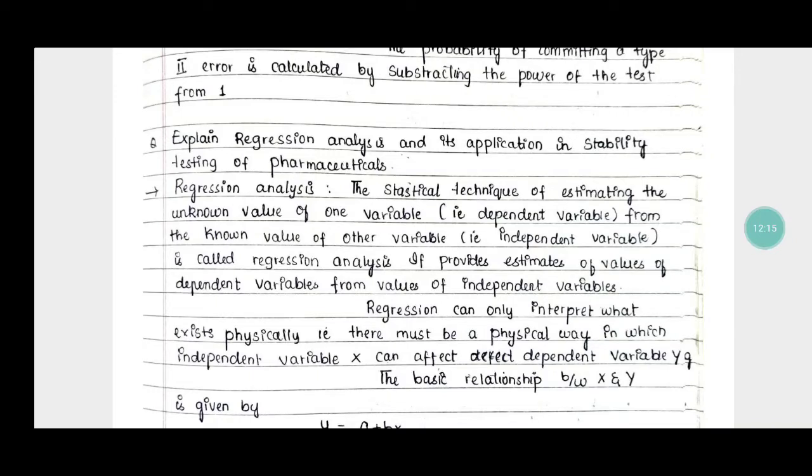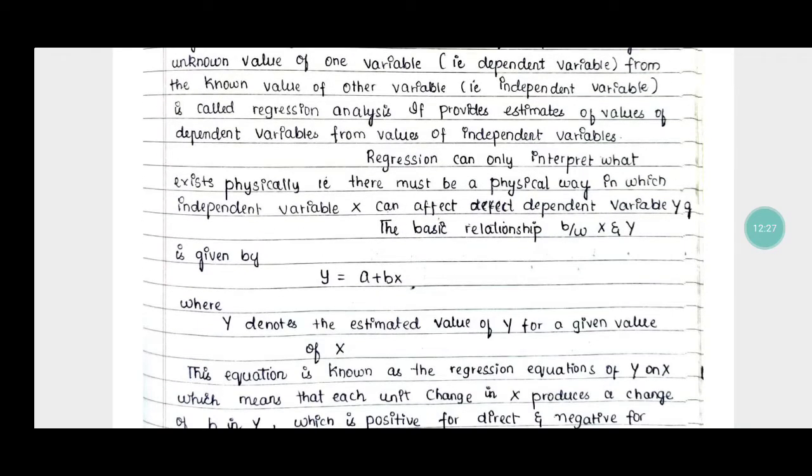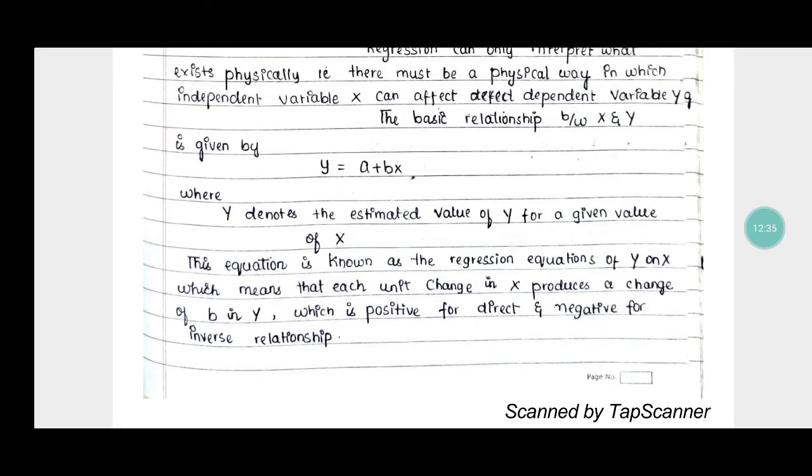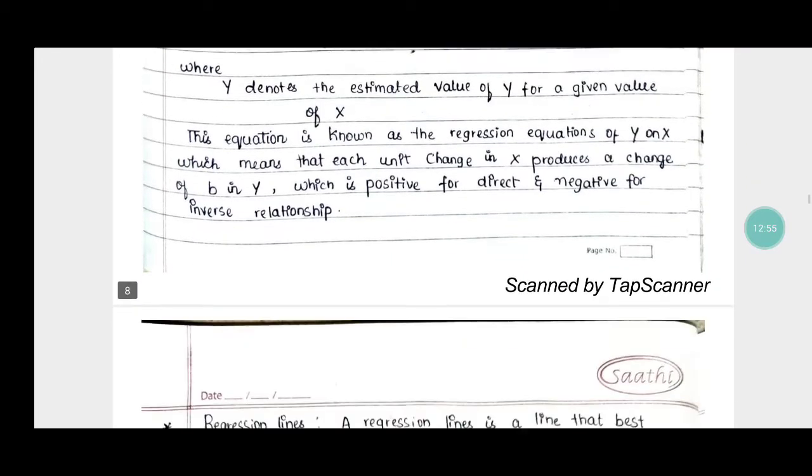That is, there must be a physical way in which the independent variable x can affect the dependent variable y. So the basic relationship between x and y is given as the formula y equals a plus bx, where y denotes the estimated value of y for a given value of x. This equation is known as the regression equation of y on x, which means that each unit change in x produces a change of b in y, which is positive for a direct and negative for an inverse relationship.